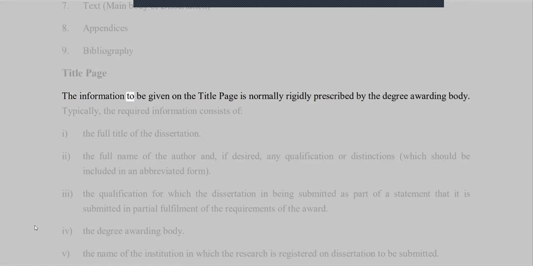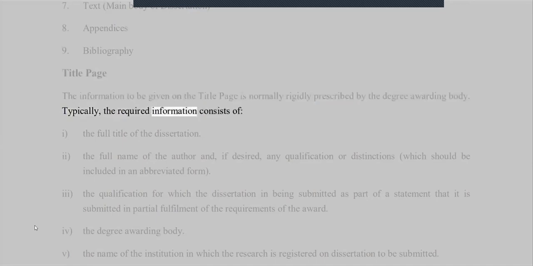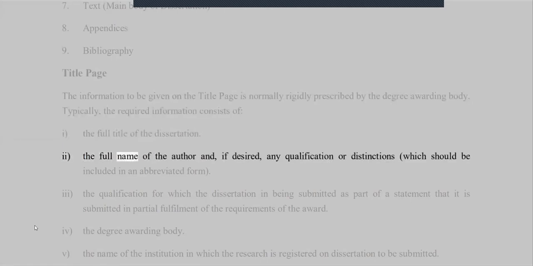Title page. The information to be given on the title page is normally rigidly prescribed by the degree awarding body. Typically, the required information consists of: 1. The full title of the dissertation. 2. The full name of the author and, if desired, any qualification or distinctions which should be included in an abbreviated form.